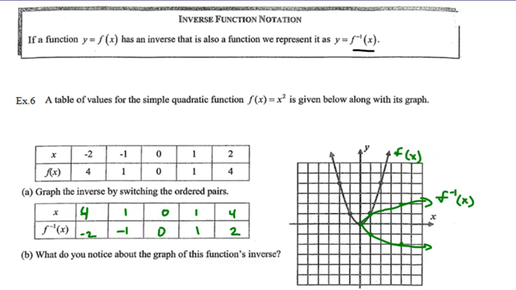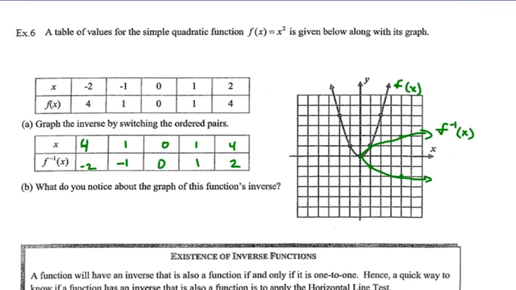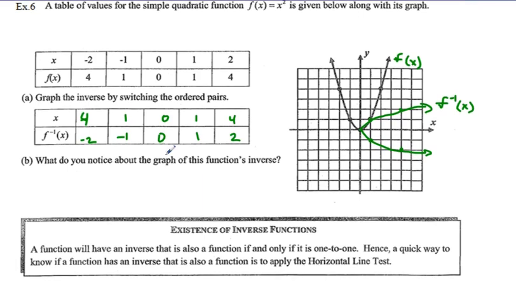What do you notice about this function's inverse? Well, why don't you take a moment of reflection and play the recording when you've made some mental notes, maybe some actual notes that you want to write down. Okay, so hopefully you jotted down some observations here.